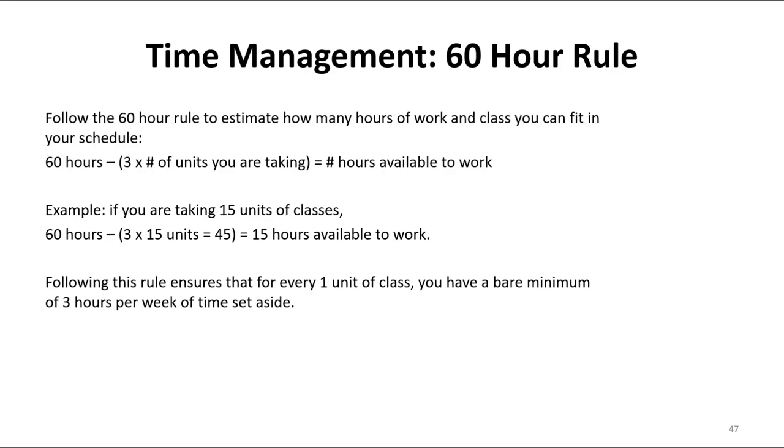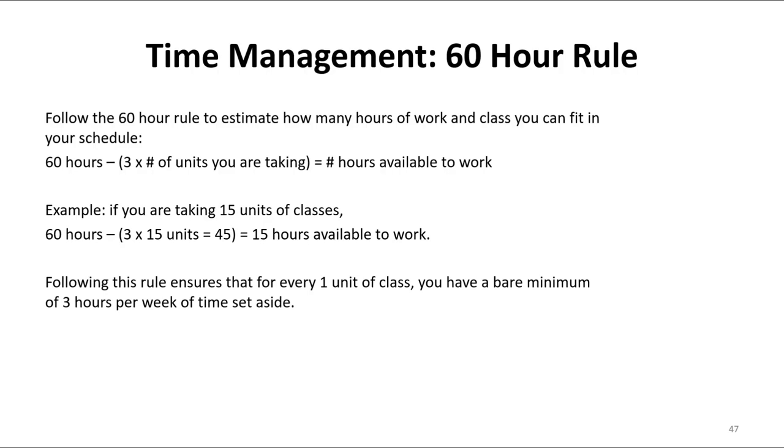And it can especially be challenging to manage your time if you are also working as well as going to school. The 60-hour rule can be a very helpful tool to estimate how many hours of work and class you can fit in your schedule. In order to estimate how much work you can fit, you just take 60 hours, and subtract 3 times the number of units you're taking, and that gives you the number of hours you have available to work. For example, if you are taking 15 units of classes, you would have 60 hours minus 3 times 15 units, which would be 45, and that would leave you approximately 15 hours per week available to work.